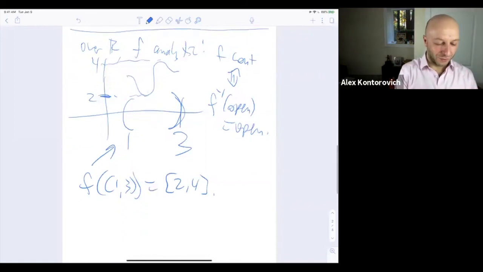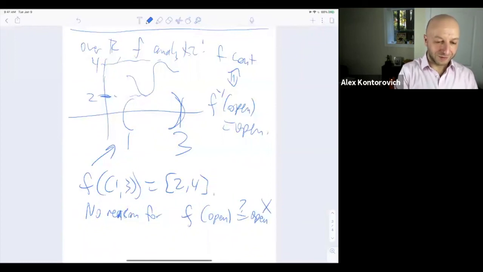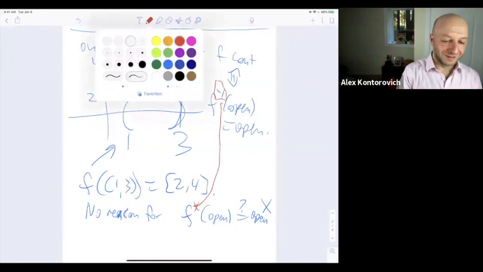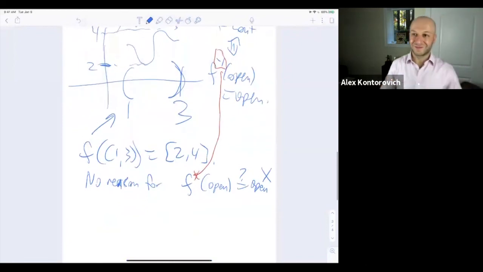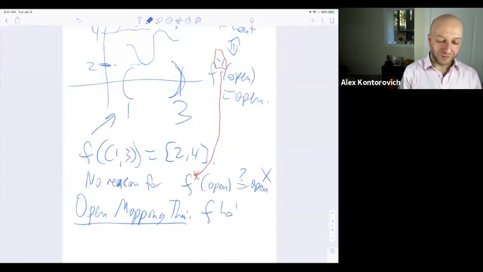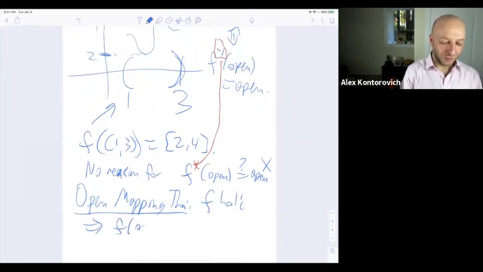So no reason, even for analytic functions, for the image of an open set to be open. In other words, instead of F inverse of open, now I just write F of open to be open. There's no reason for this. So let me highlight here that there's an inverse, and here there isn't. This can't happen over complex numbers. Theorem, open mapping theorem: if F is holomorphic, then the image of an open set is open.